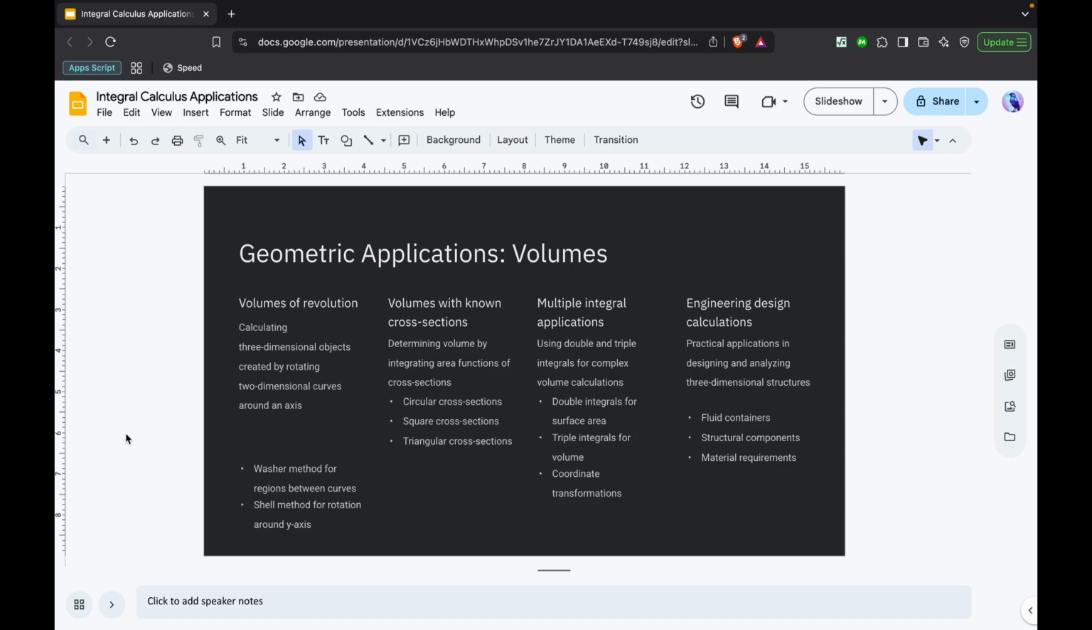The second one is volumes with known cross sections. Cross sections are kind of like cross sections of meat if you've ever cooked, or where you slice something up into a lot of circles and use those as cross sections at a perpendicular angle. I know you might not understand that, but don't worry, these are all topics in integral calculus that will be covered in the future.